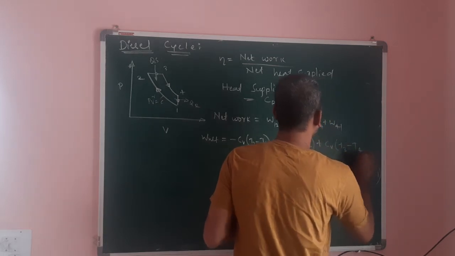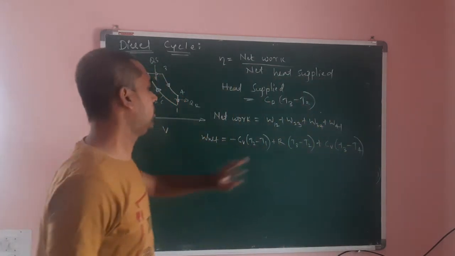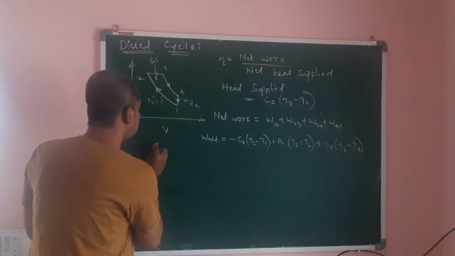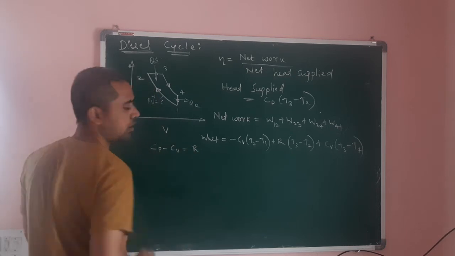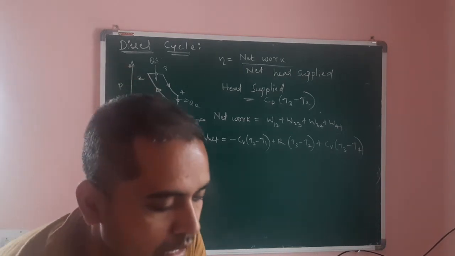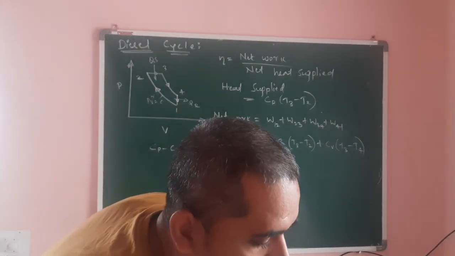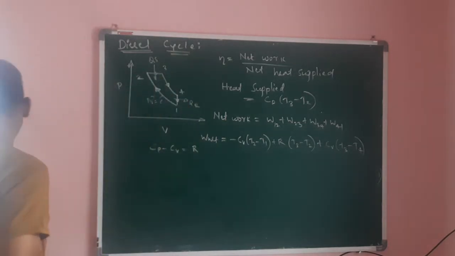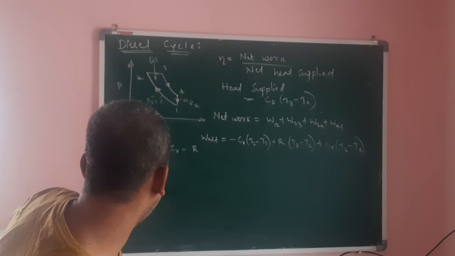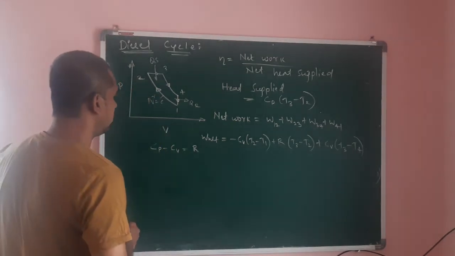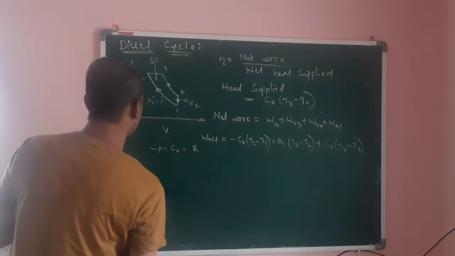But we know one thing: Cp minus Cv equal to R. Specific heat at constant pressure minus specific heat at constant volume, we will get the R value. Therefore, R is equal to Cp minus Cv. I will substitute in this equation.